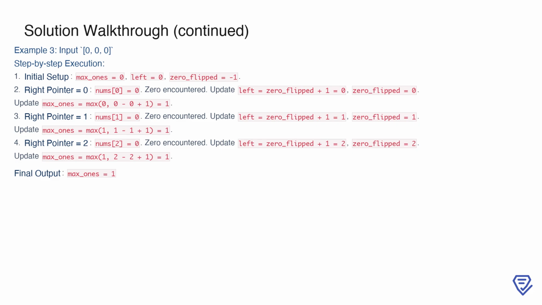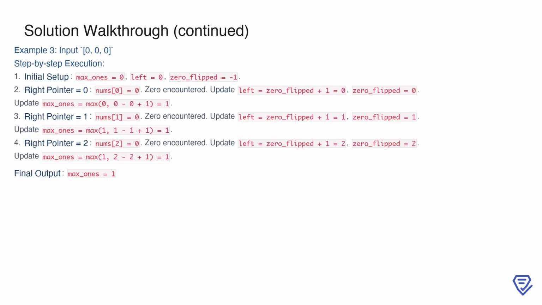At right equals 1, we encounter another 0. Here, we need to adjust the left pointer to move past the previous 0, so left becomes 1, and 0_flipped is updated to 1. The window size remains 1, so max_ones stays at 1.